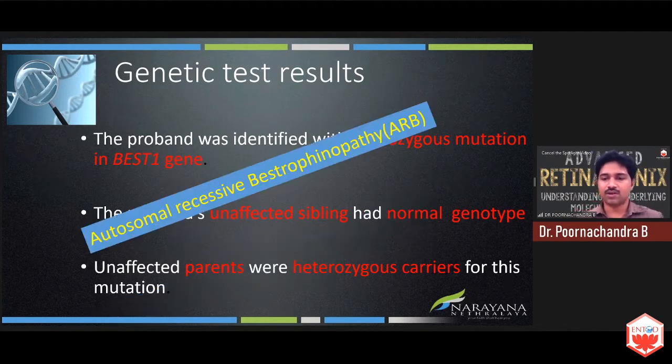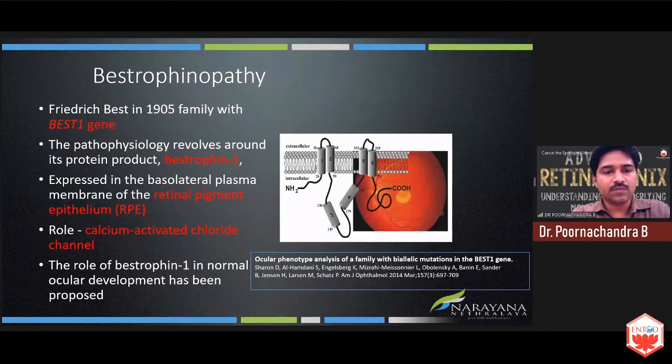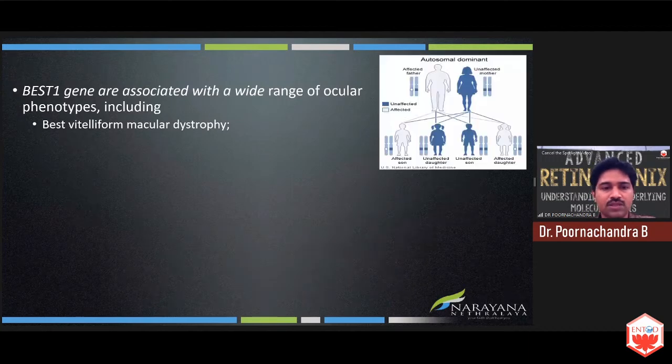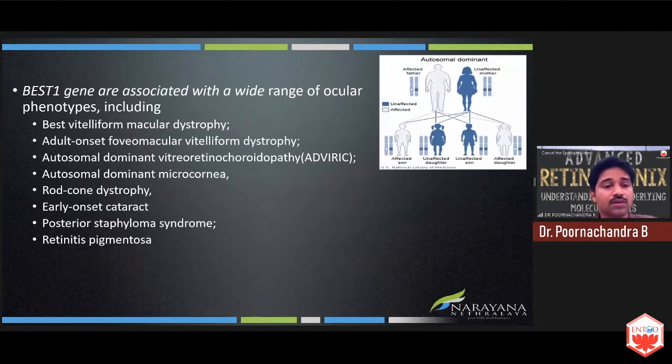So basically, we are dealing with autosomal recessive bestrophinopathy. Frederick Best was the one who first described the disease in 1905. The pathophysiology revolves around the function of the product of the BEST1 gene, bestrophin, which is expressed on the basolateral membrane of the retinal pigment epithelium. Basically, it plays a role as a calcium-activated chloride channel. The BEST1 gene, as we retina physicians most commonly know it, is the autosomal dominant one. But you may not be aware that the BEST1 gene can be involved in various other retinal dystrophies. And when it's recessively inherited, it causes autosomal recessive bestrophinopathy.